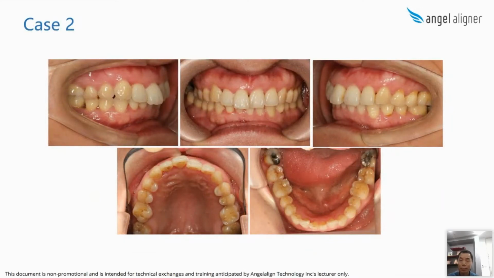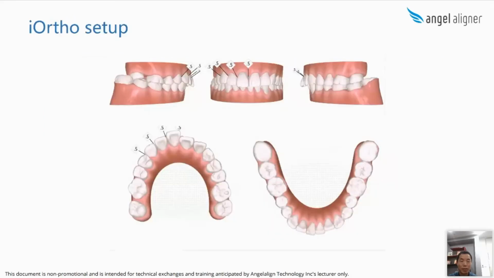Another case, this is a case with crowding and deep overbite. Also an easy case. Alignment, let's see the setup. Alignment to create space by IPR and intrusion of anterior teeth. Now together 25 stages.